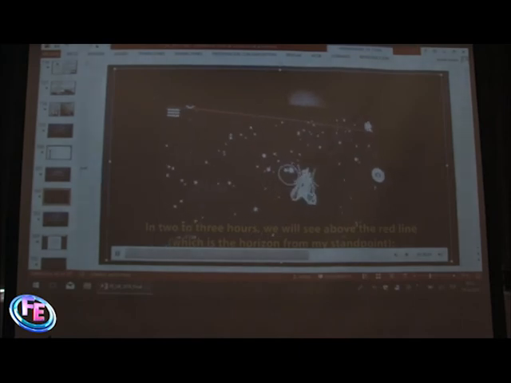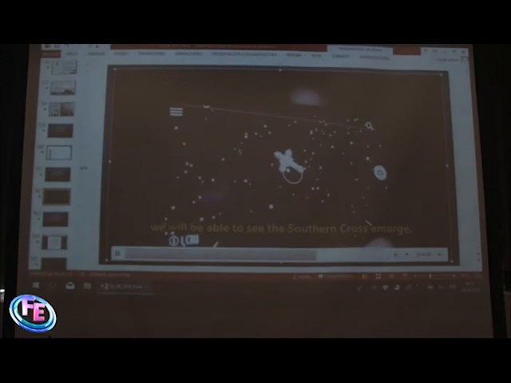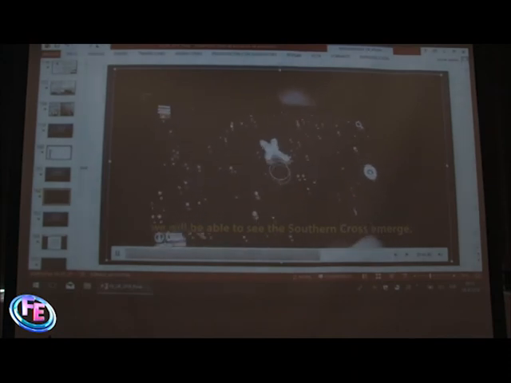South is straight ahead. At this very moment, we can see the red line. I hope it can be seen here. This red line is a straight red line. And the Southern Cross, in 2 to 3 hours, we will see above the red line, but it is the horizon from my standpoint. We will be able to see the Southern Cross emerge.